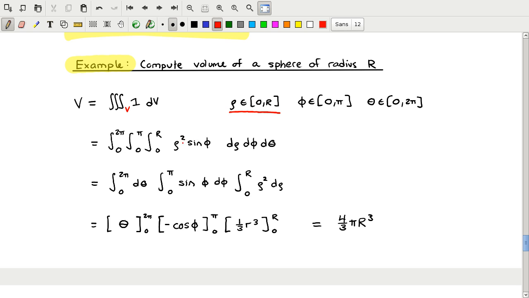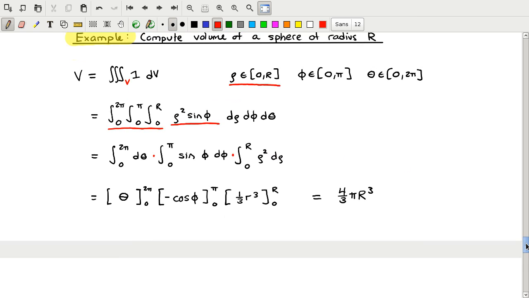Our dV becomes rho squared sine phi d rho d phi d theta, and so our bounds on our integrals working inside to out are 0 to R, 0 to pi, and 0 to 2 pi. Now this integrand is a product of a function of rho and a function of phi, and these are constant bounds on these three integrals, and so because of those two facts, we can break this up into a product of three separate integrals. The integral from 0 to 2 pi of d theta times the integral from 0 to pi of sine phi d phi times the integral from 0 to R of rho squared d rho.